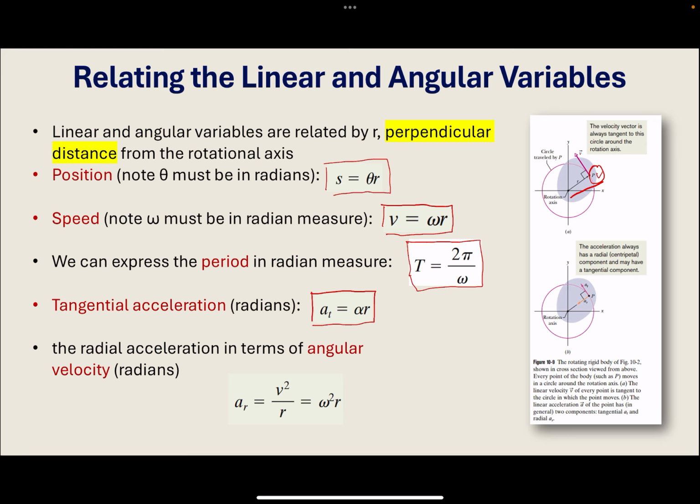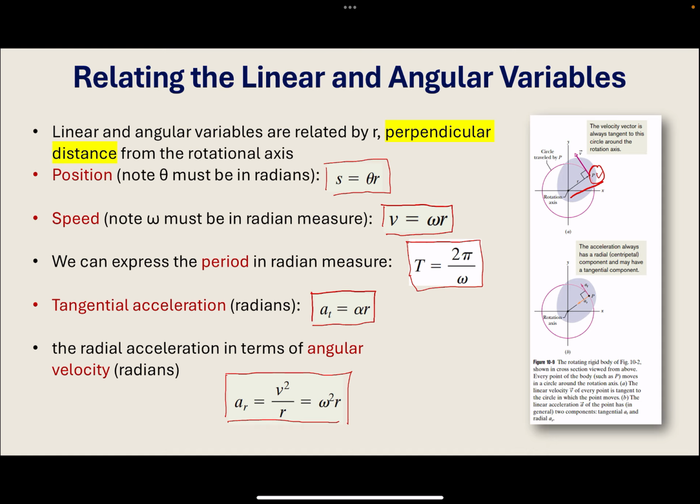Finally, we have radial or centripetal acceleration. Each point also experiences an inward acceleration. So a_r, or radial acceleration, equals v squared per r, which equals omega squared r. This keeps that point moving in a circle instead of flying outward.